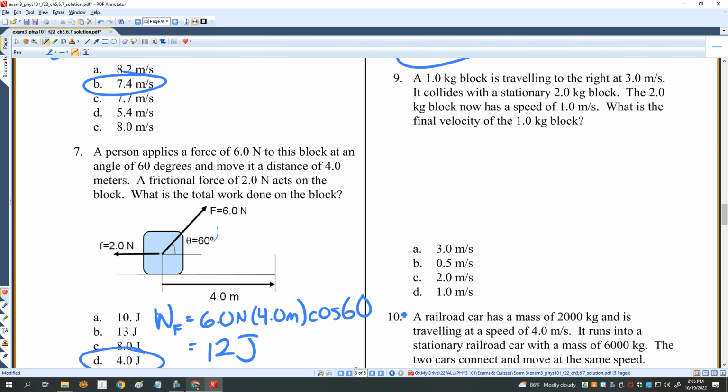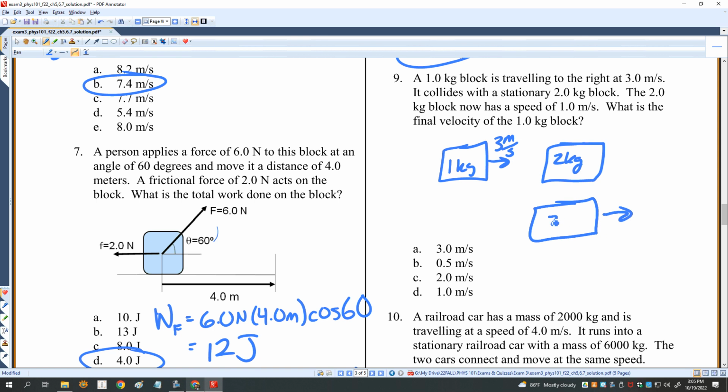A 1 kilogram block is traveling to the right at 3 meters per second. It collides with a stationary 2 kilogram block. All right, so let's just draw a picture here to help us see it. So this is the 2 kilogram block, and the 2 kilogram block now has a speed of 1 meter per second.